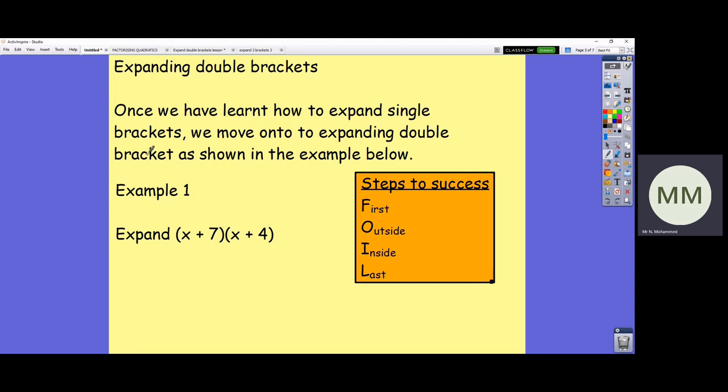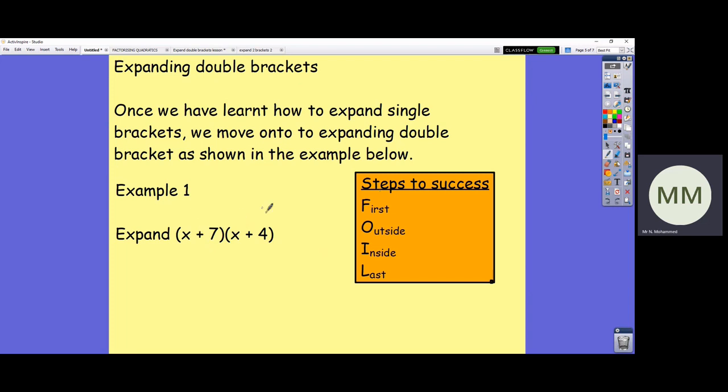So when it comes to expanding double brackets, two brackets that are next to each other, we need to understand what this means. This means that every term in this first bracket is multiplied by every term in the second bracket. A method that is commonly used is called FOIL. You multiply the x, which is your first term, by the first term in this second bracket. So the first terms, you multiply them.